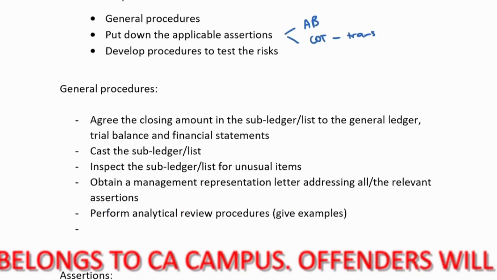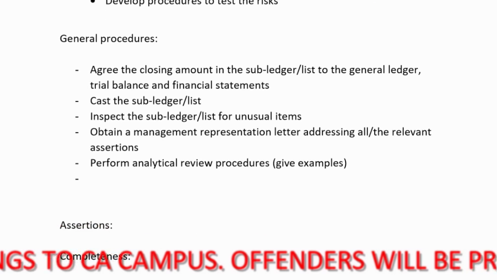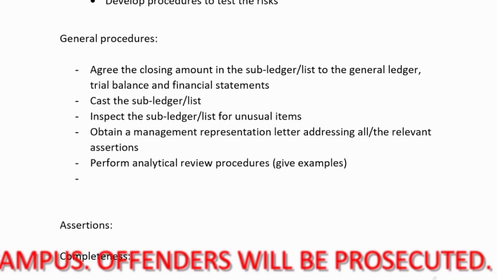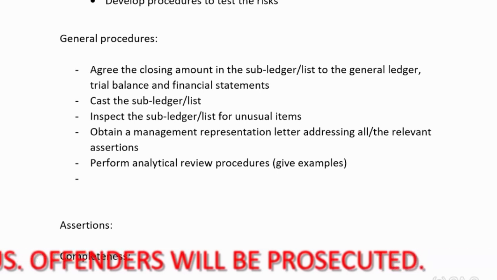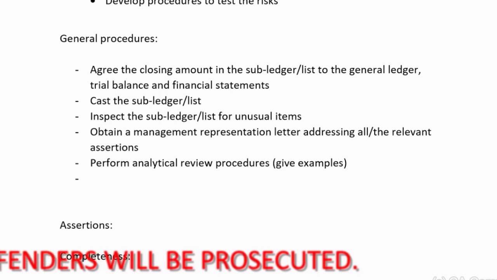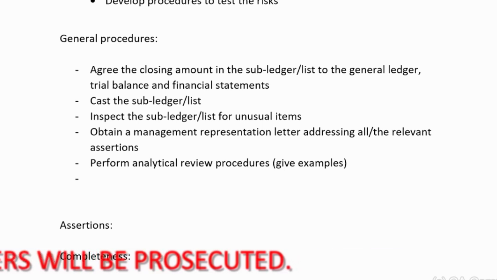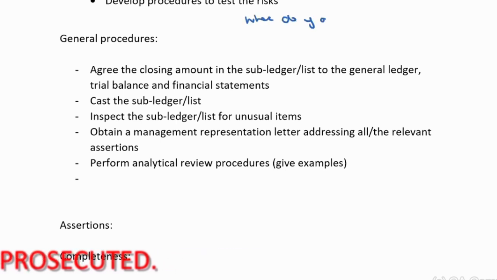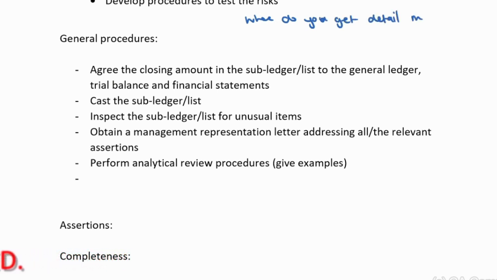Alright, so in terms of the general procedures, guys, I've put them down for you here so you don't have to repeat them. But there are some changes that I want you to see, because we're no longer dealing with a class of transaction and therefore talking about journals or lists of transactions. We're now dealing with an account balance. So where do we get the detail that makes up a balance? Think debtors, think creditors, think PPE, think inventory.